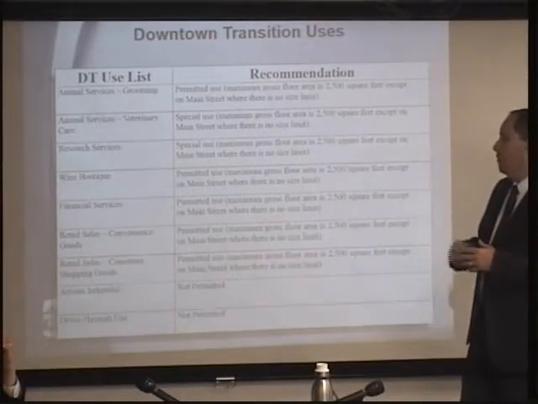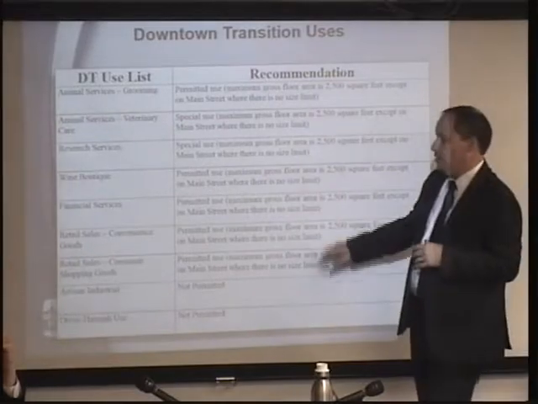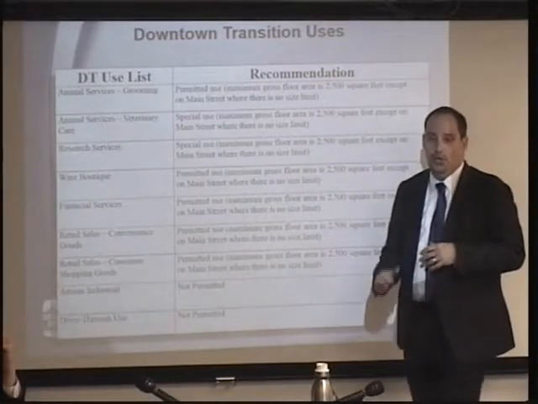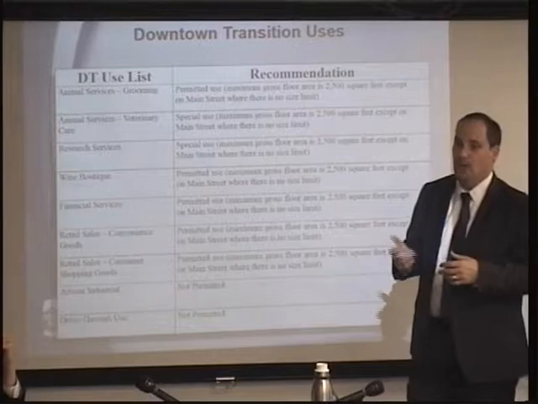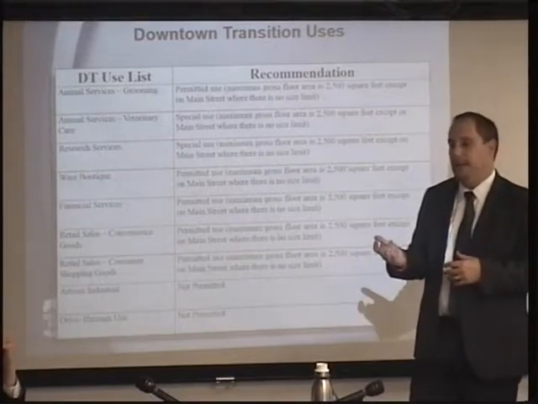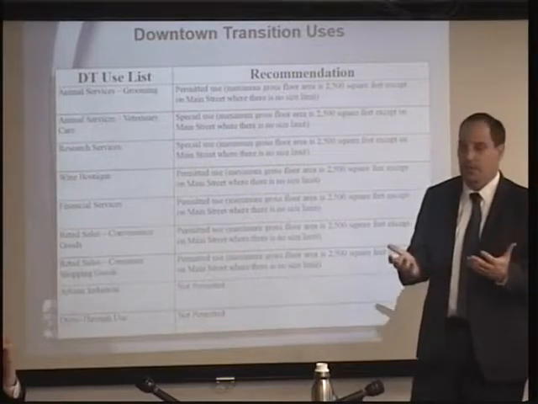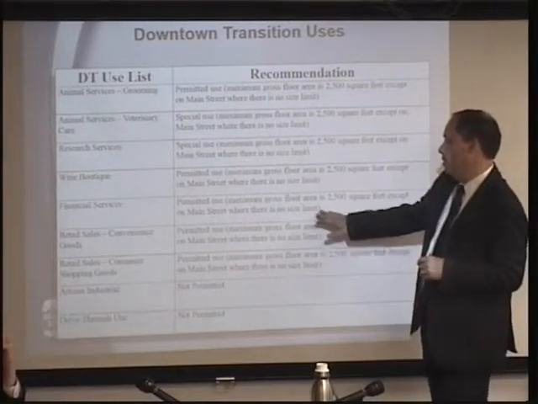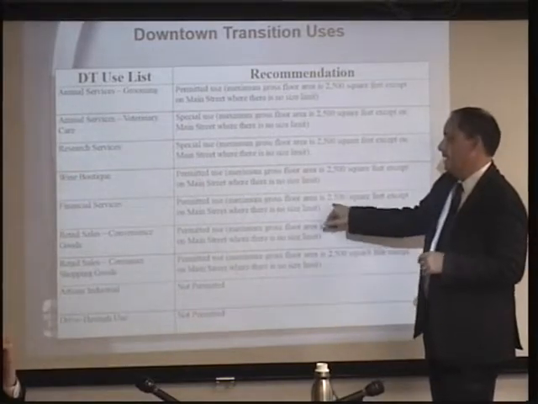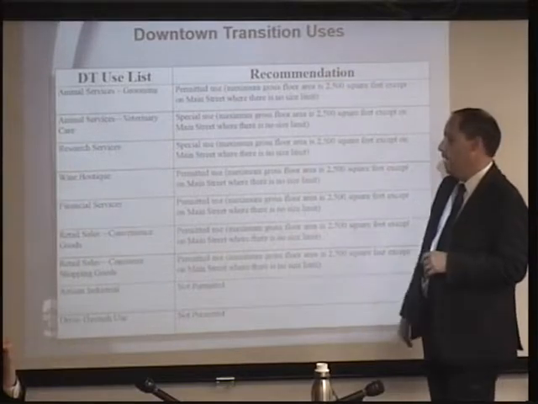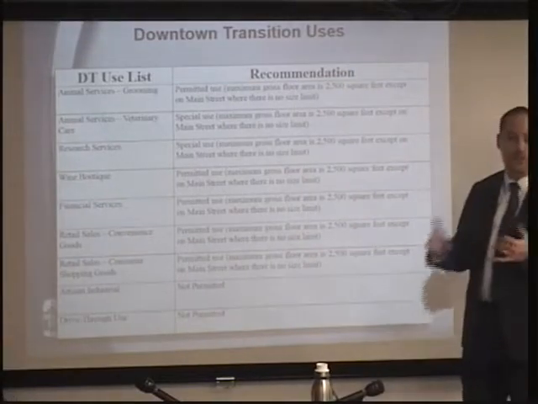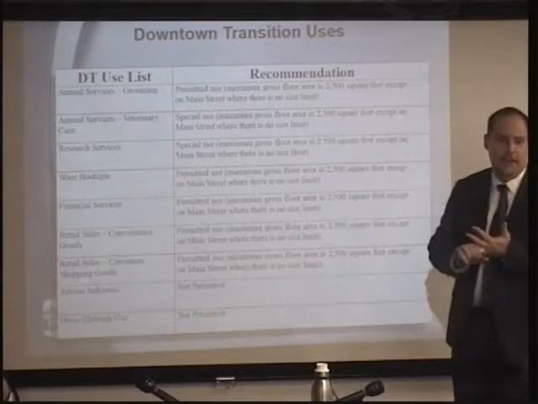That could work there. Financial services are banks. Now, drive-throughs are different. So you can do a bank with just a walk-up ATM, a walk-up teller. You could also do a credit union as a permitted use there. Again, limiting size in those areas except on Main Street. Retail sales, convenience goods, that's like grocery stores.